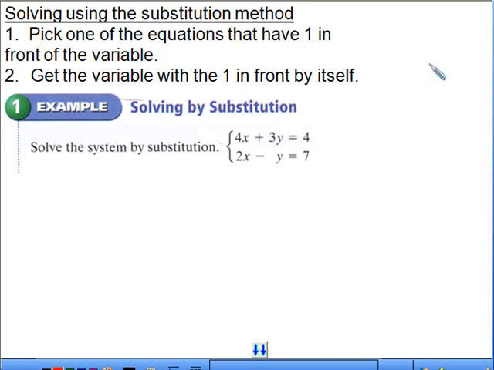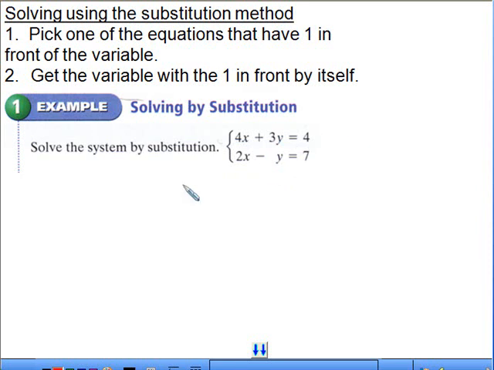Now the most important thing in the substitution method is to pick the equation where one of the variables has a 1 in front of it. For example, if this is our problem, I know that I'm going to work with the bottom equation, because y has a 1 in front of it. It doesn't matter if it's positive or negative. So the bottom equation is the one I'm going to begin with.